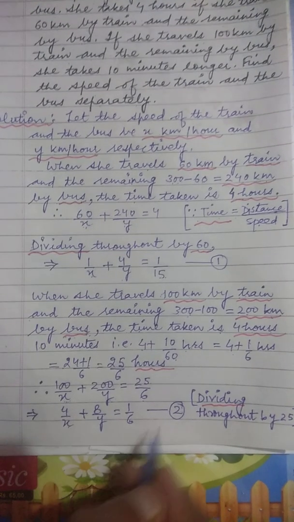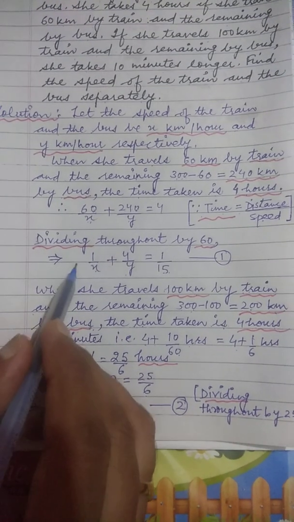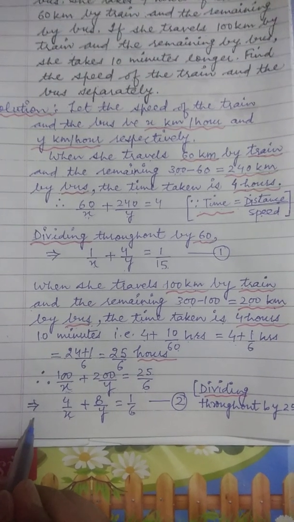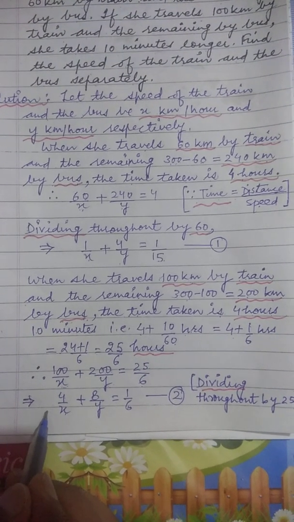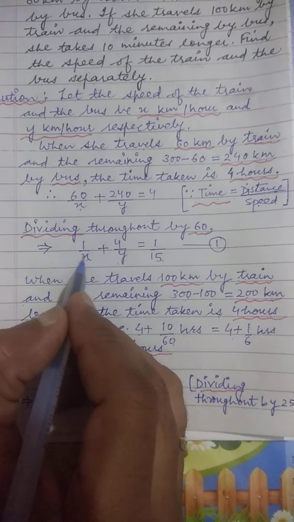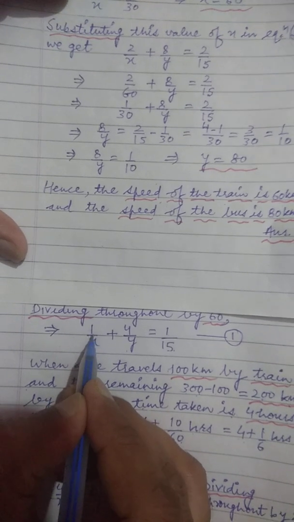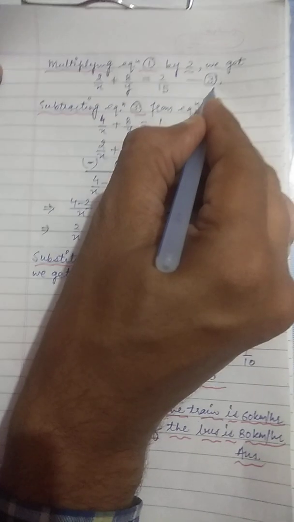Now you see here you have equation number 1 as 1 upon x, and so what you do, you multiply equation 1 by 2. On multiplying this equation by 2, it will give you 2 upon x plus 8 upon y is equal to 2 upon 15. So this will be the equation. Let it be equation number 3.